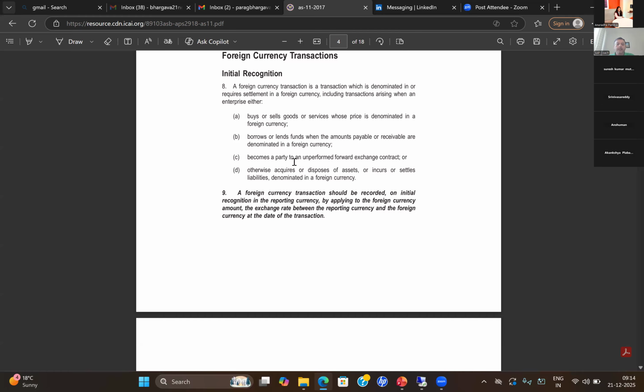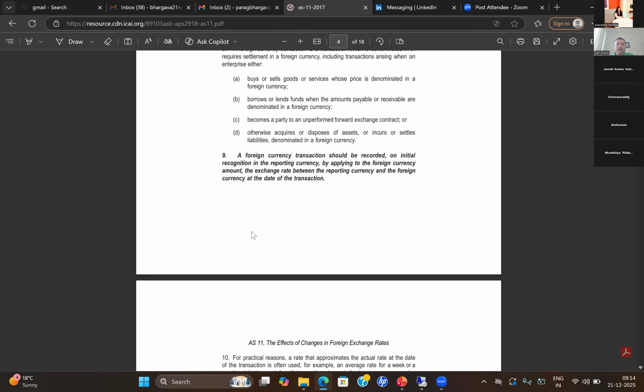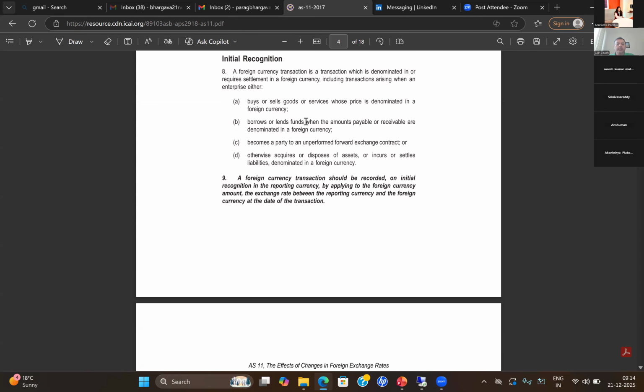Then, become a party to an unperformed contract. So let's not cover this. This is a very complex subject. Let's not do it in this class. Moving on, mainly these two, A and B, are more relevant for you. And here in B, we are also talking about trade payables and trade receivables, which are there in the foreign currency.